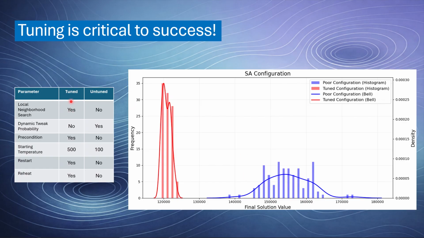If we did the local neighborhood search, the preconditioning, a better starting temperature, and this restart and reheat, you come up with a narrow, very good acceptable range here that's actually very close to the ideal of 118,000. So tuning is indeed critical to success when using SA.